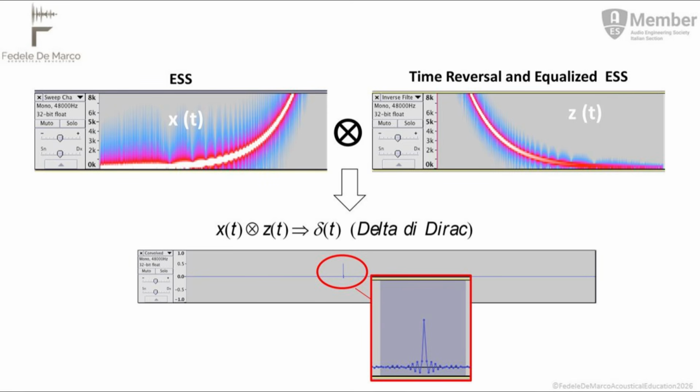To eliminate the artifacts produced by the log sweep, we create its inverse filter. This consists of a time-reversed and re-equalized version of the original signal. From now on, we will refer to the log sweep and its inverse filter as ESS and inverse ESS. The convolution of these two signals results in a delta Dirac. Therefore, x(t) convolved with z(t) equals the delta Dirac that is equal to 1.